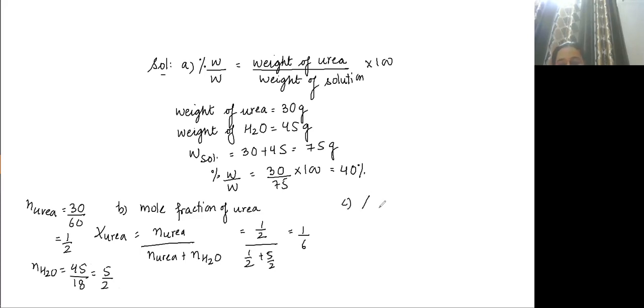So what is mole fraction of water? It will be 1 minus 1 by 6, or other formula also you can apply. Moles of water is 5 by 2. Total moles is 6 by 2. That also you can use. So mole fraction of water is 5 by 6.